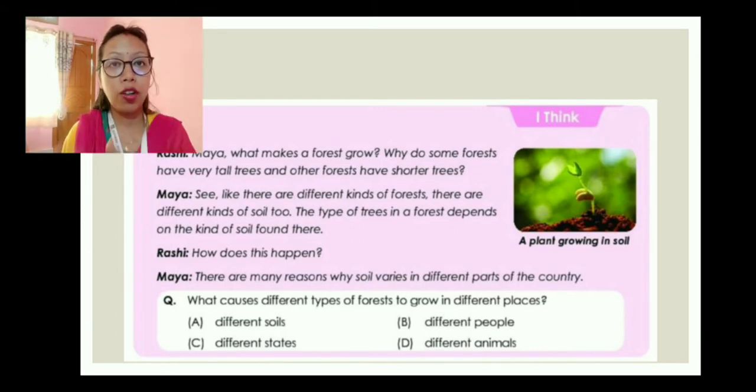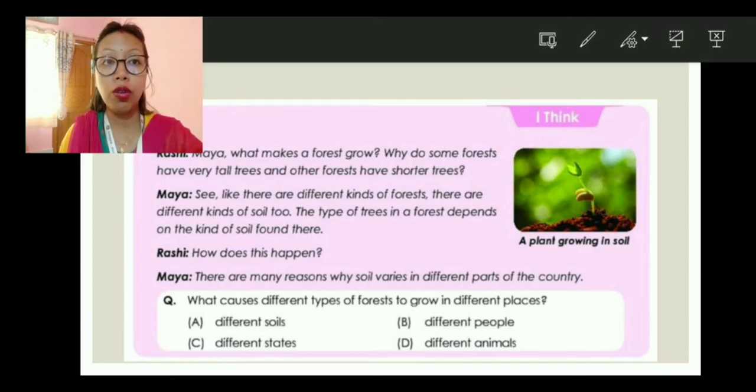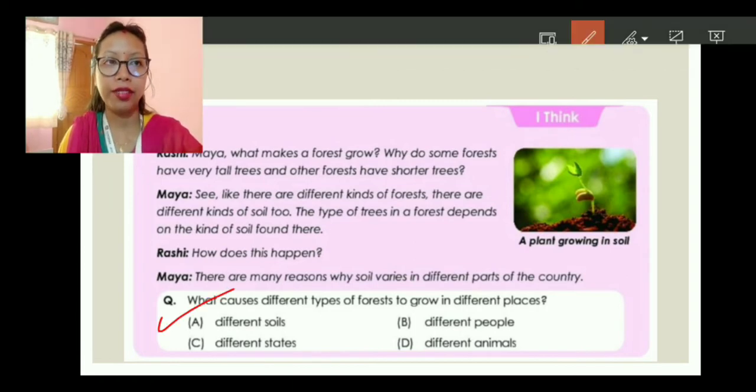But in northern India, you will see that wheat and bajra are the main crops grown in those areas, so accordingly it is suitable. Therefore, you can now make out why forests are different from one region to another. It is due to the soil and also the climatic conditions. Okay. Now let us come to the question: what causes different types of forests to grow in different places? Different soils, different people, different states, or different animals? Right, we have discussed that it is due to different soils. So it will be option A.